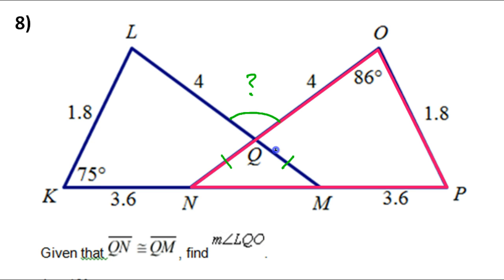Alright, so let's see what we know. Well, we know that this is 86 degrees, so this is going to be 86 degrees over here. Okay, that's 75 degrees, so this is going to be 75 degrees. Alright, so if we know two angles in a triangle, then we know a third, because we can just subtract from 180. So let's do 180 minus these two to figure out what the corner piece right here is. So 75, 86.